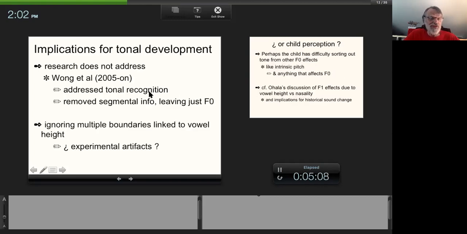This has implications for tonal development in a number of ways. Research doesn't tend to address it. For example, research by Wong and colleagues over the past 15 years or so have asked adult subjects to identify what tone they're hearing after they've taken child data and removed the segmental information, leaving just the fundamental frequency. This completely ignores the fact that there are multiple boundaries between categories based on vowel height in this particular case, very likely to lead to an increase in noise and even experimental artifacts.